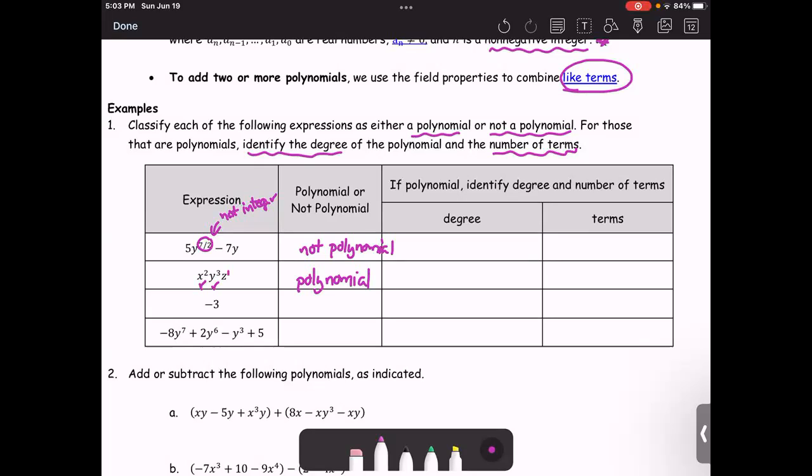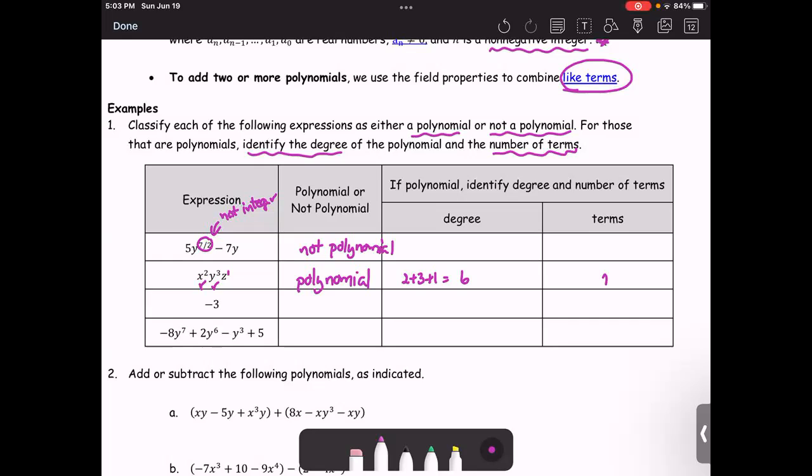So we can identify the degree and the number of terms. What is the degree? The degree of this term is the combination of all the degrees of the factors. The degree is 2 plus 3 plus 1, which is 6. So this polynomial has a degree 6. And how many terms? Only one single term.